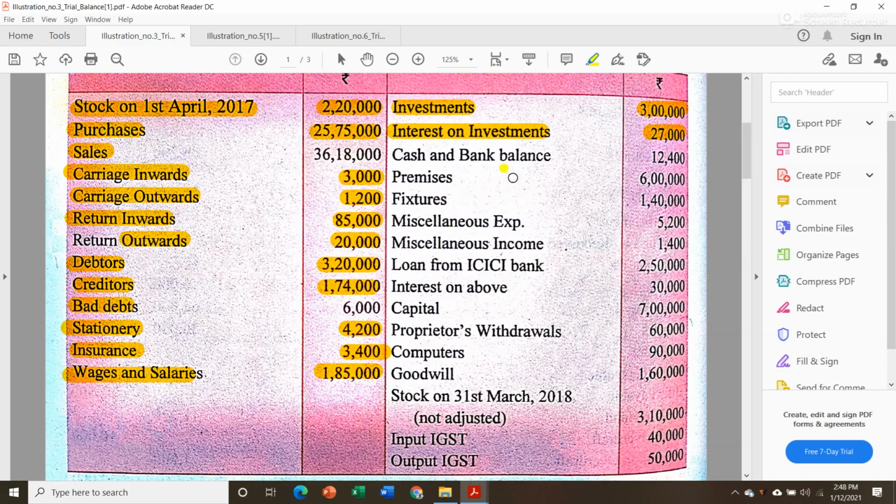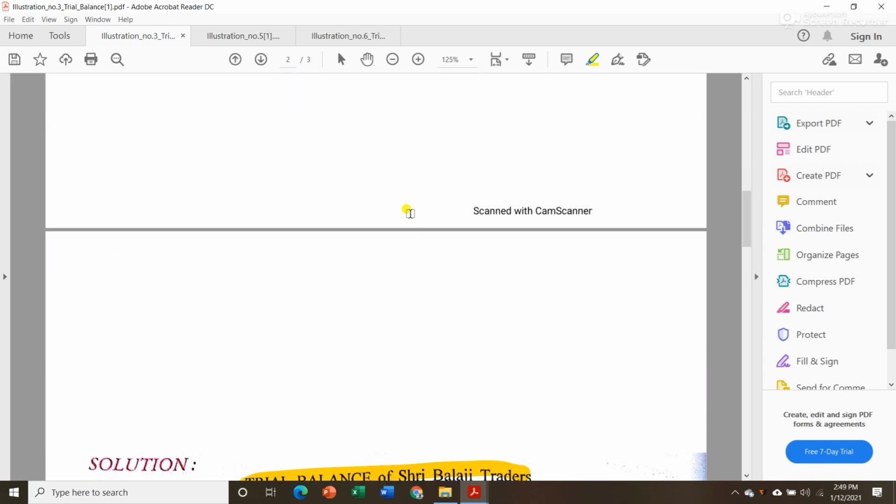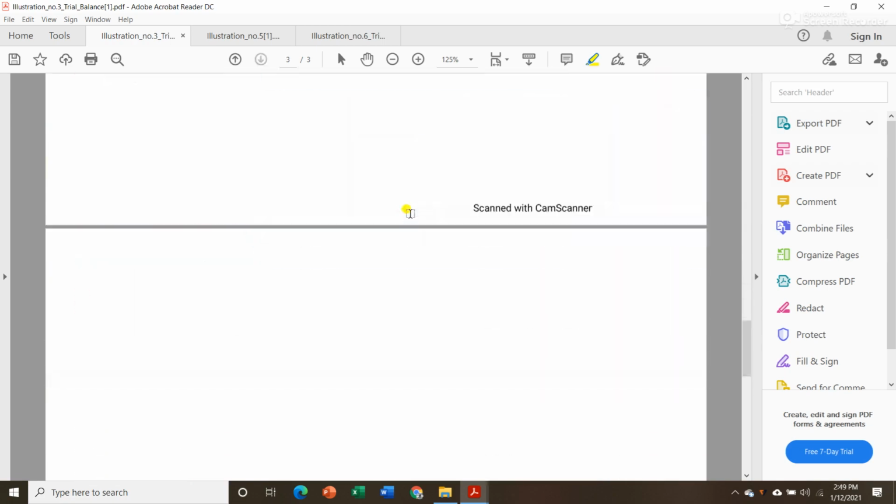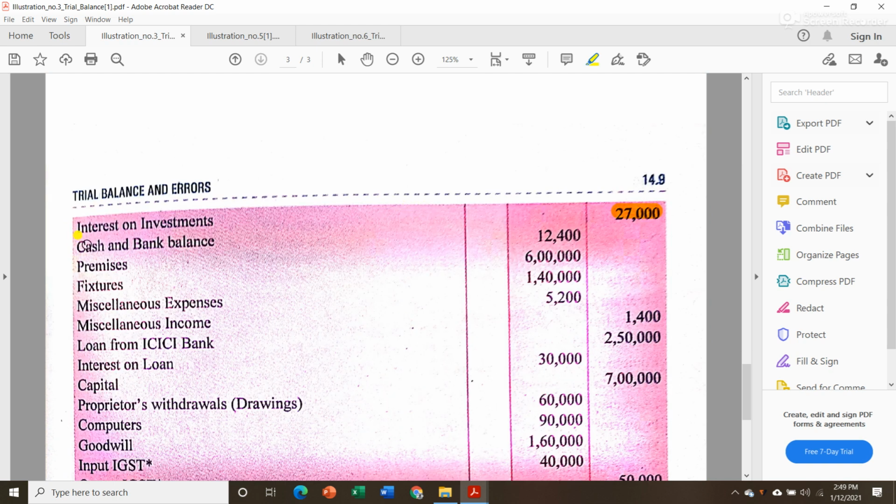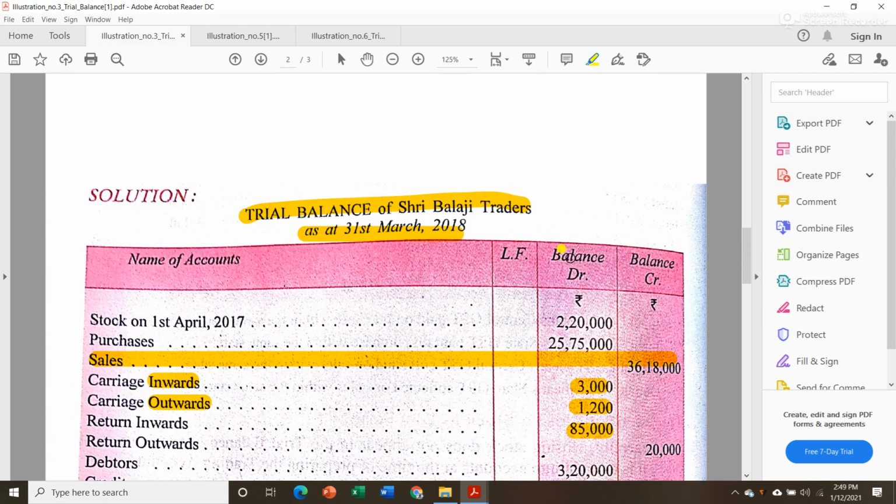The next amount we have is cash and bank balance. They haven't mentioned whether it is an overdraft balance or not, so that means both cash and bank are showing a debit balance, so it will be recorded on the debit side of the trial balance. Then premises. Premises is nothing but you can think of it as your building. Premises is a place where we carry on our business and it is treated as our asset, so it will be recorded on the debit side.